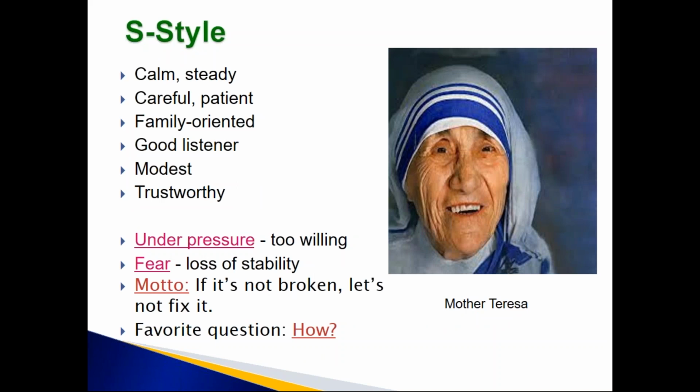All right, so the next style, steadiness, the S style, is very calm, steady, careful, patient, family-oriented, good listener, modest, trustworthy. Under pressure, they can be too willing to try to help and think of others more than themselves. Fear, the loss of stability is a big fear of theirs. And the motto is, if it's not broken, let's not fix it. Favorite question is how? How are we going to do that?